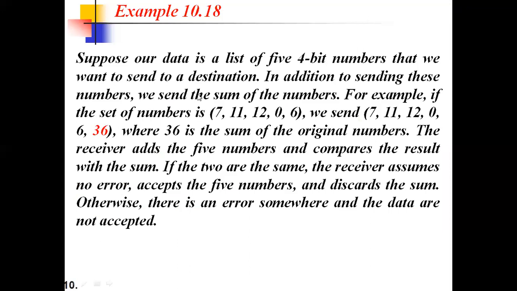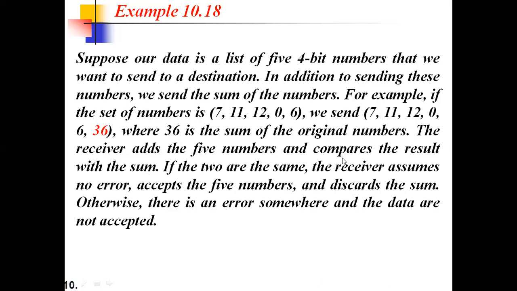In checksum, assume that we are trying to send this data: 7, 11, 12, 0, 6. Along with this data, we always send the sum of all these numbers. We send 7, 11, 12, 0, 6, 36. If you add them all together, it becomes 36. Along with the data, we send the sum of those numbers also, where 36 is the sum of the original numbers. The receiver adds the 5 numbers and compares the result with the sum.